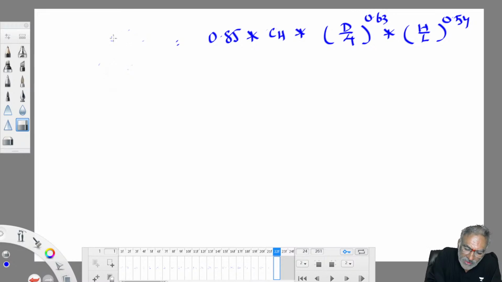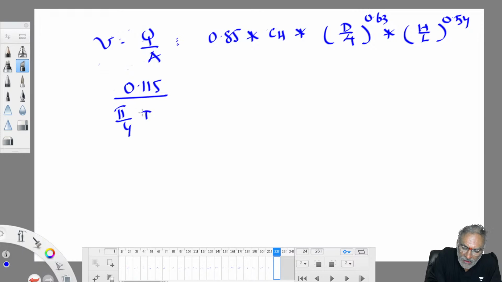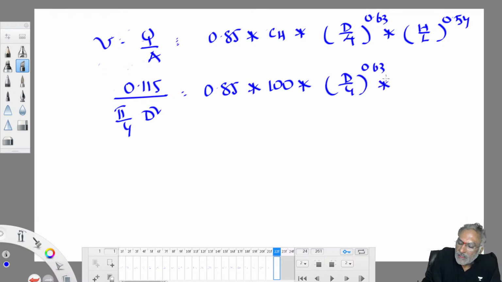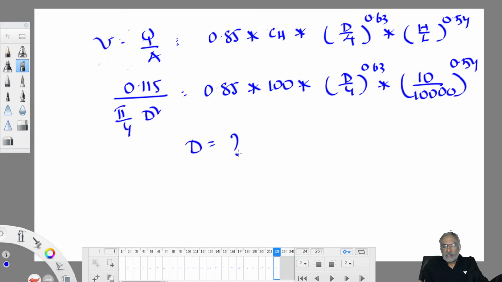So this is the one which we are supposed to use in this question. V is equal to Q by A. Q is 0.115, A is pi by 4 D square, is 0.85 into 100, D by 4 to the power 0.63, H by L, H is given as 10 meters, L is 10,000 meters, to the power 0.54. So the only unknown is D, find out D. Come on, work out D. Let me see how many of you work it out. Because in the GATE exam calculators are allowed, so comfortably you can use a calculator. In the IAS exam calculators are not allowed, therefore without a calculator it is a little bit difficult to solve this question.